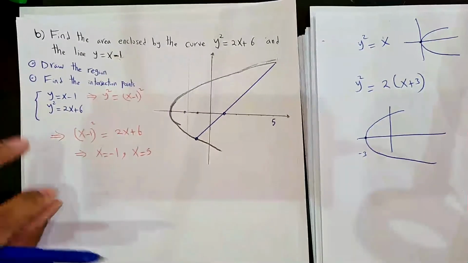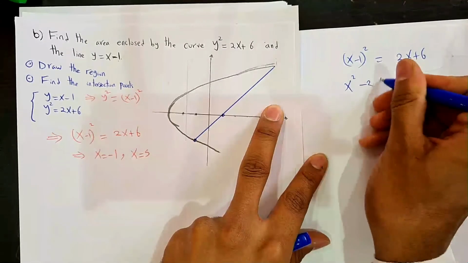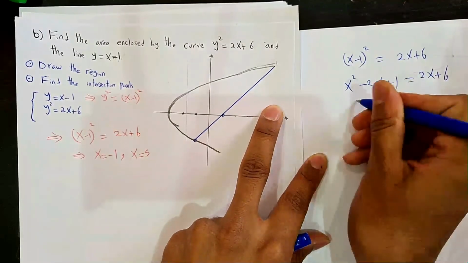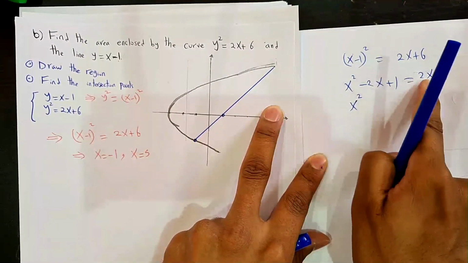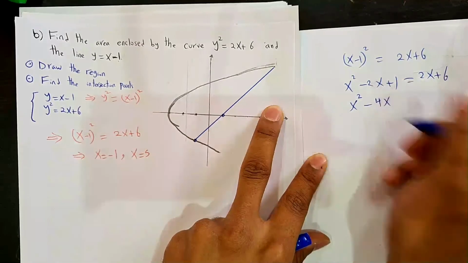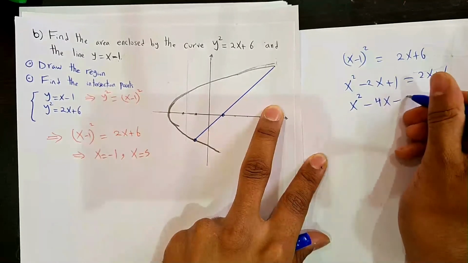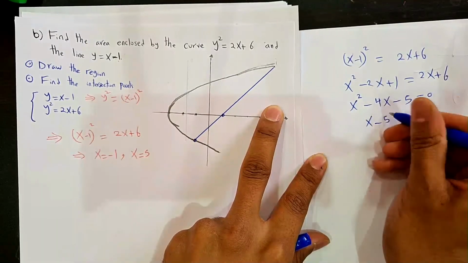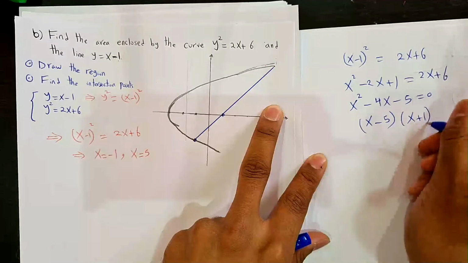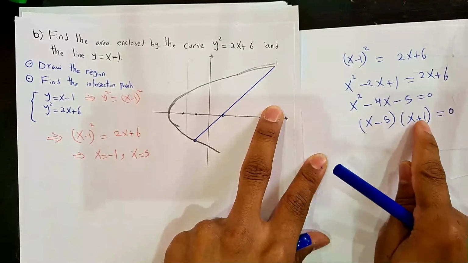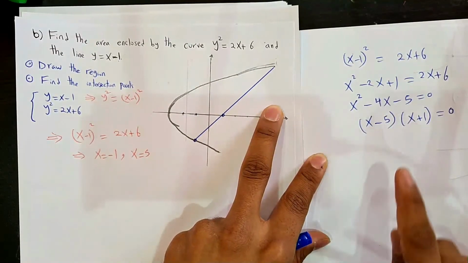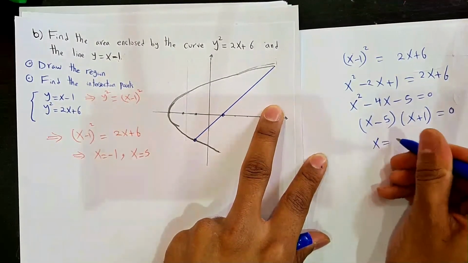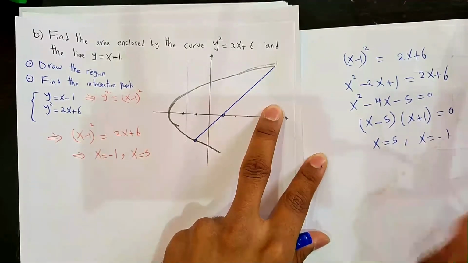I will do it here on the right. Expand. This will be x squared minus 2x plus 1 equal to x plus 6. Put everything on the left. You will get x squared, there is minus 2x, and please bring this here, you will get minus 4x. 1 minus 6 will give you minus 5 equal to 0. How can you solve this? You can do it by factoring. For example, you will get (x minus 5)(x plus 1) equal to 0. Double check. Minus 5 times plus 1, you will get minus 5. Add minus 5 plus 1, you will get minus 4. That means my factoring is correct. So you will get x equal to 5 and x equal to minus 1.